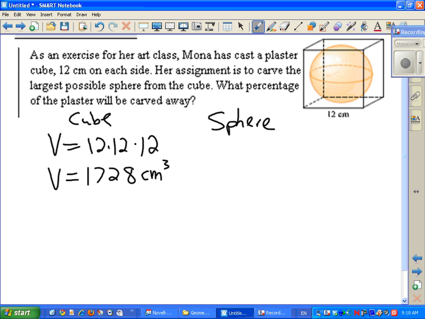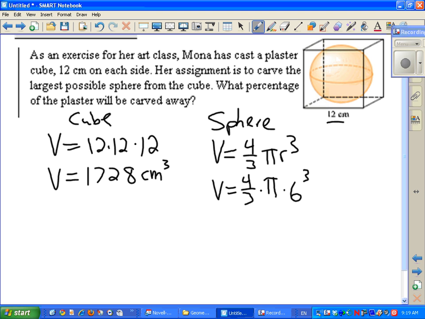Now let's talk about the sphere. We've got our new formula here, 4/3 pi r cubed. So 4/3 times pi, and the radius, so the whole distance is 12. That means the radius has to be 6, so 6 cubed. I am just using my calculator. I'm cubing 6, and I get 216. I'm multiplying by 4/3, and I get 288 pi.